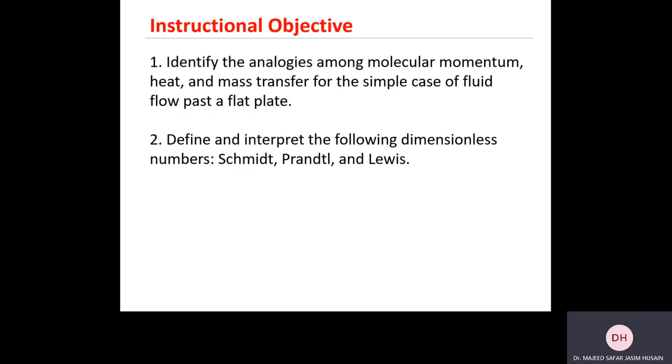So objectives, two objectives, very clear. The first one is to identify the analogies among molecular momentum, heat, and mass transfer for the simple case of a fluid flow past a flat plate. Second objective will be to define and interpret the following dimensionless numbers: Schmidt number, Prandtl number, and Lewis number. Then I will give you one example or one exercise to be done, and you should be feeling comfortable to do it.